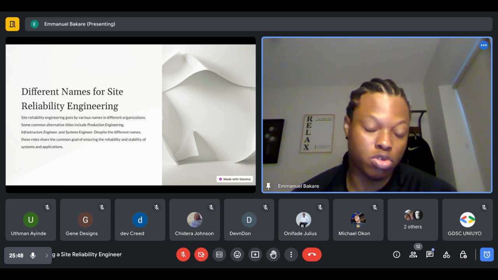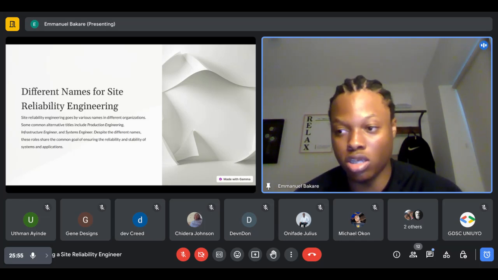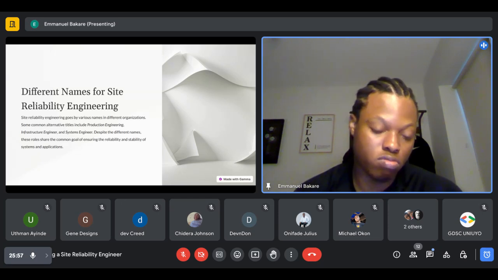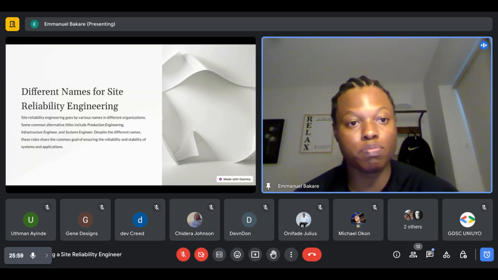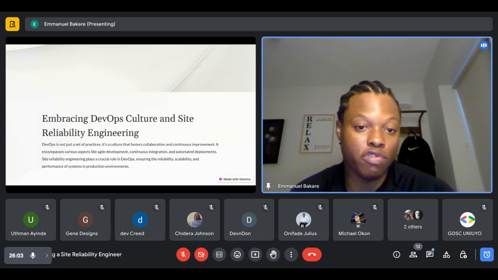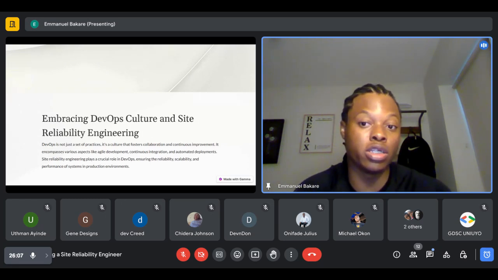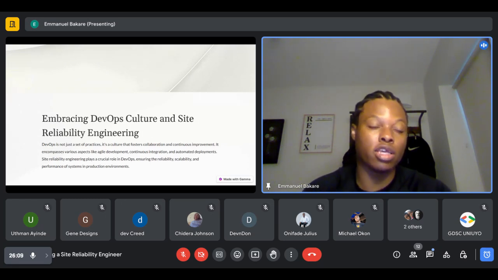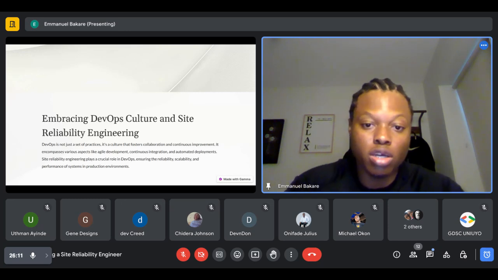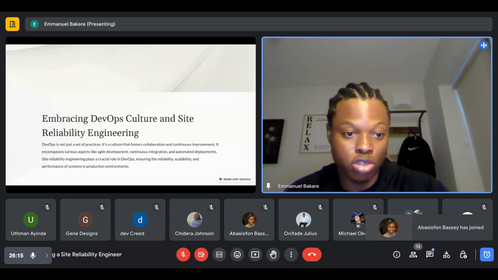We all do the same work. So as a systems engineer, I could leave and go to Google as an SRE. I wouldn't really have much of a difference in the work I do aside from cultural stuff and how the team operates. So as you see here, DevOps again is a culture. It's not a job. Site reliability engineering is a job that embodies the DevOps culture, right? And as you see, it's a culture, it's collaboration and continuous improvements.